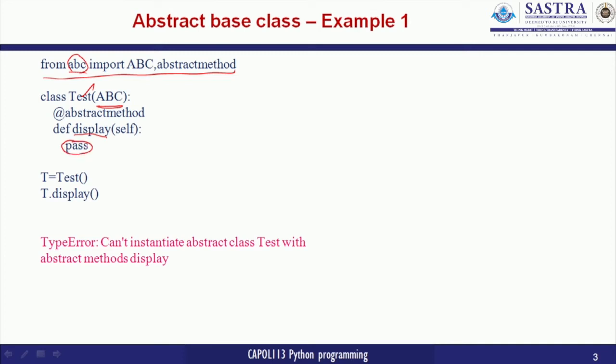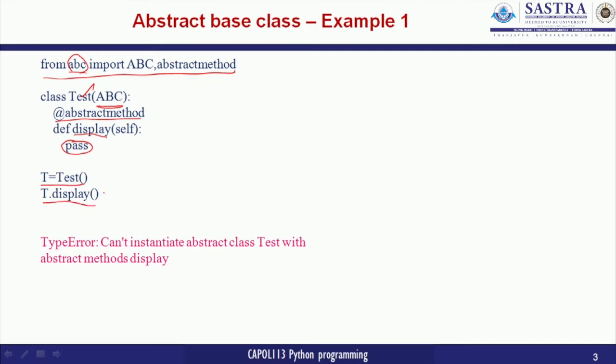And suppose if I specify only the pass keyword, then the interpreter will not consider this display as an abstract method. So in order to consider this display as an abstract method, we should specify the abstractmethod decorator. After we have completed the test class definition, I create an object for the test class, then I invoke the display method.